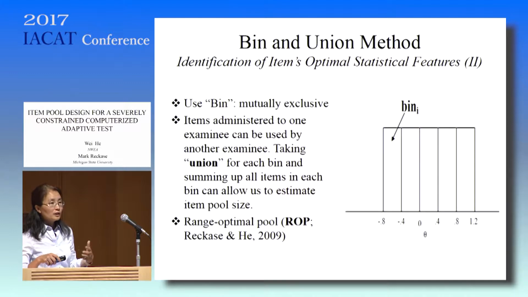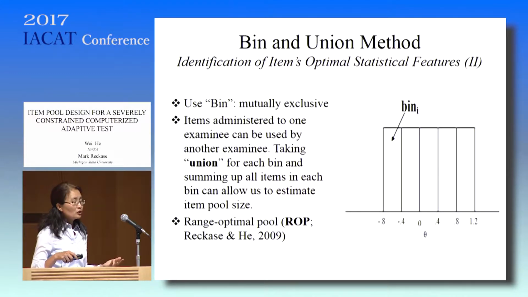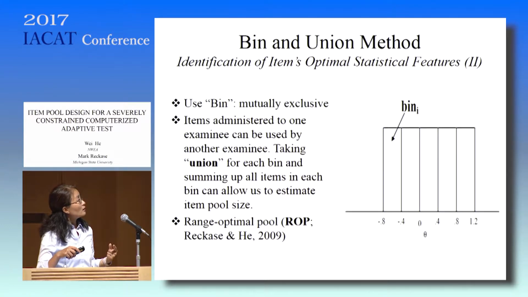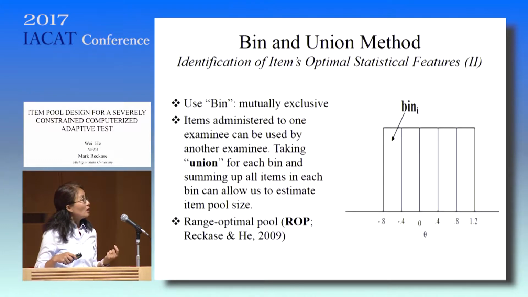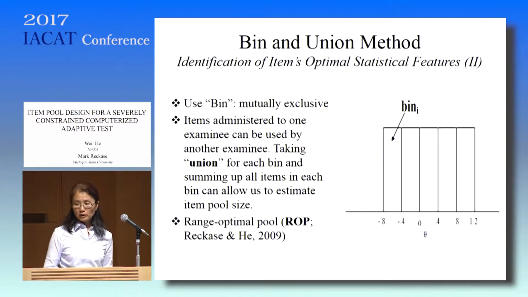Now, if we administer a CAT to an examinee, then we can just sort out those items with b values into different bins. And as we all know, the items used for one examinee can also be used for another examinee. If we take the union for each bin and then sum up all items in each bin, we can basically estimate the item pool size.